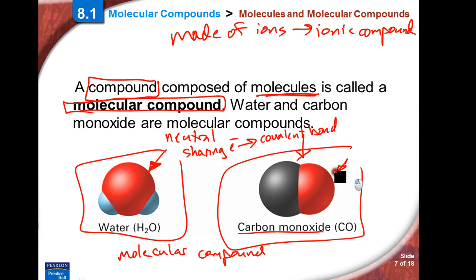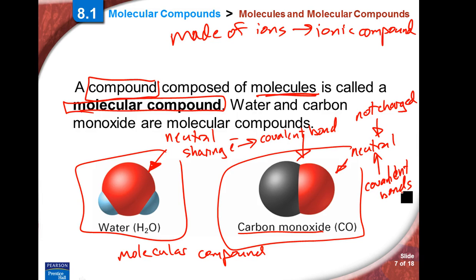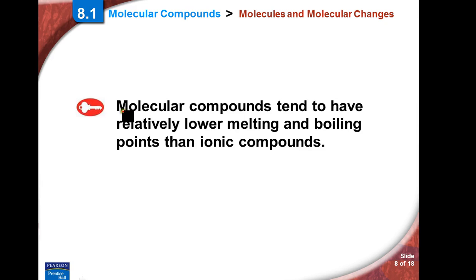And carbon dioxide is once again neutral, and by neutral we mean not charged. A neutral compound, which is held together with covalent bonds. So therefore, it is also a molecular compound. Molecular compounds tend to have relatively lower melting points and boiling points. So that's lower than ionic compounds.